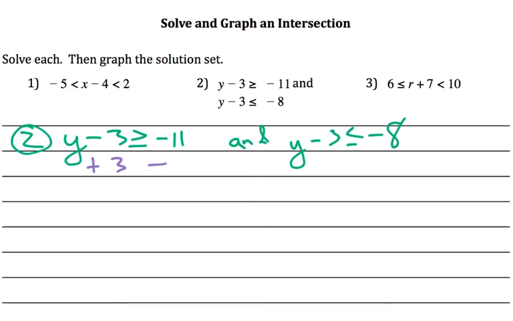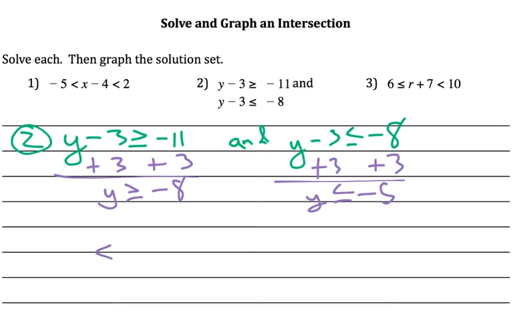So I can add 3 to this one on the side, because they're separated, and I'll have y is greater than or equal to negative 8. And then I'll add 3 on this one, and I'll get y is less than or equal to negative 5. And if I look at this, I'm thinking, well, negative 8 needs to be included, negative 5 needs to be included. I could just go negative 5 to 10, but I think negative 10 to 0 helps me more because I'm going to have that 0 as a point of reference.